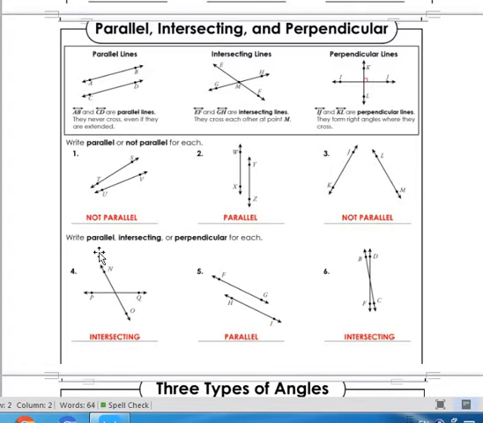Write parallel, intersecting or perpendicular for each. These two lines are of course intersecting. They meet at a point here. Here I have two parallel lines, as I can see, and we have said the condition of parallelism. Here I have two intersecting lines. Do you see that they intersect here at a point?